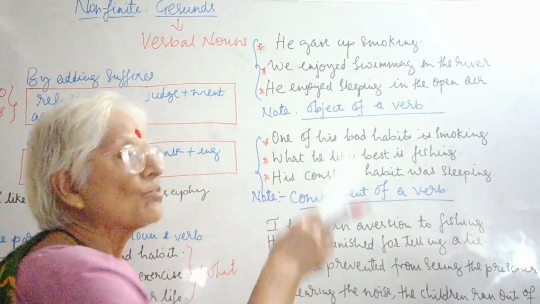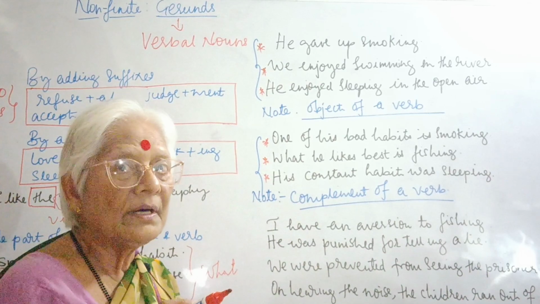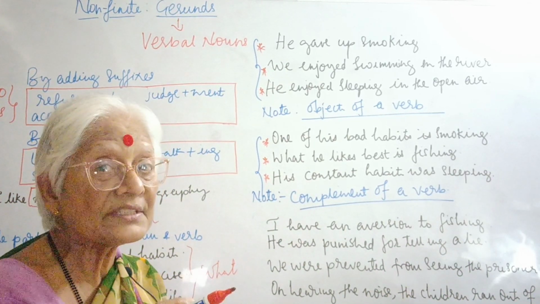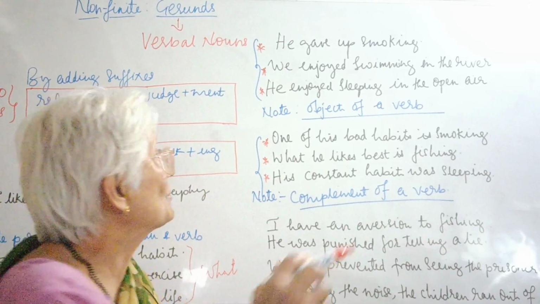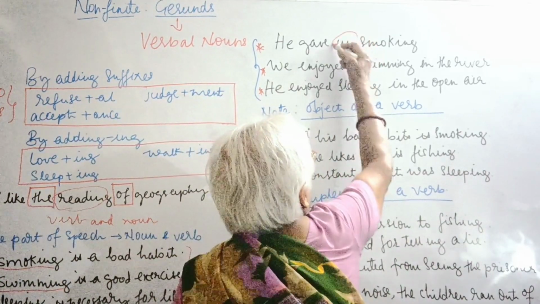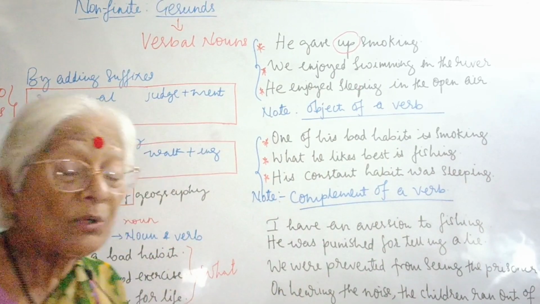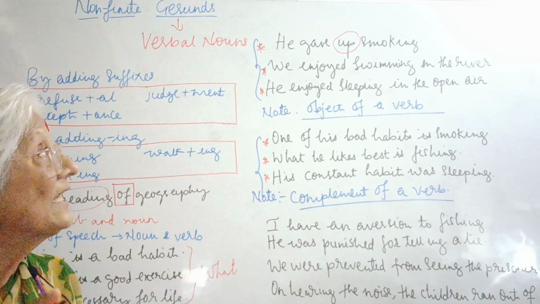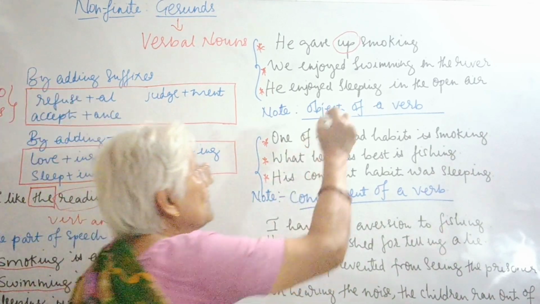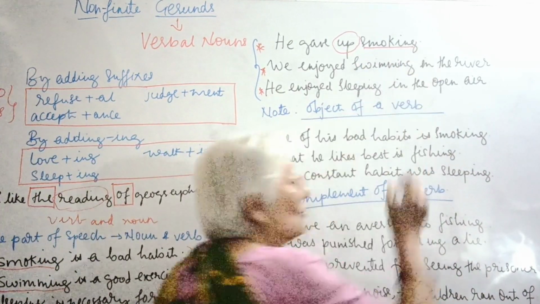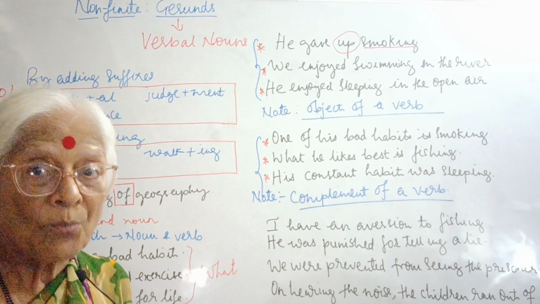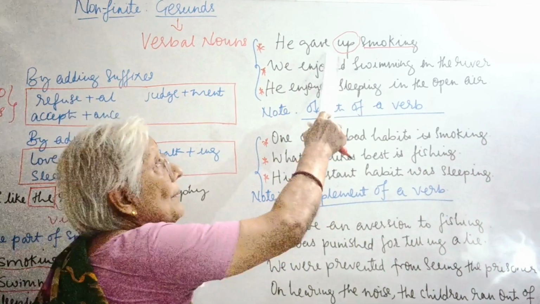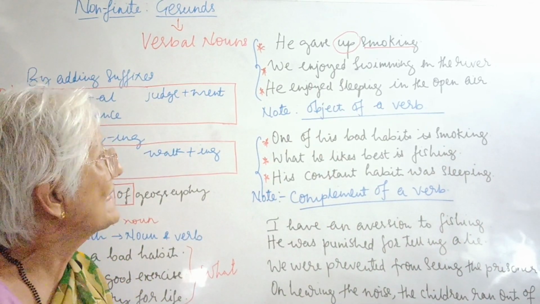He gave up smoking. Here in front of the word smoking, you have one more word that is written, and it is a preposition. So my WH question will be, what did he give up? What did he give up? My answer is smoking. So here the gerund, the word smoking, is object of the preposition up. Object of a preposition.